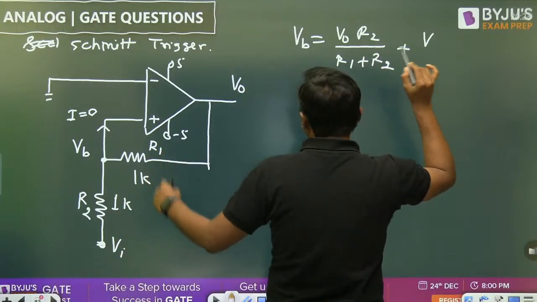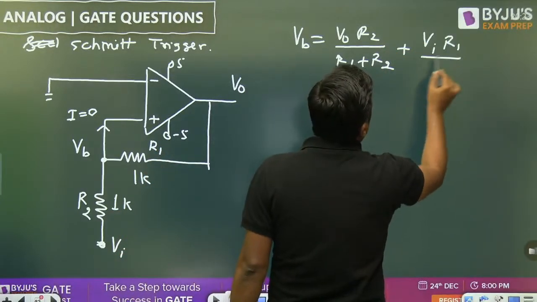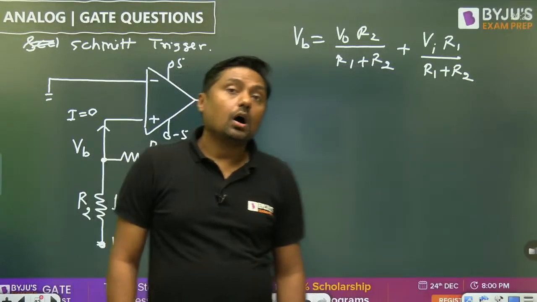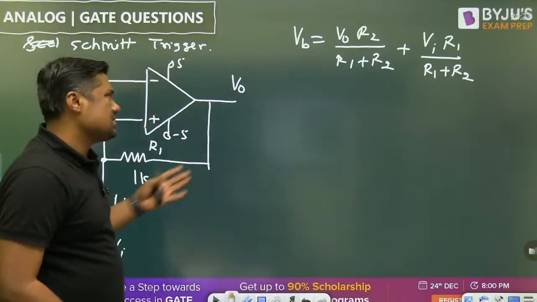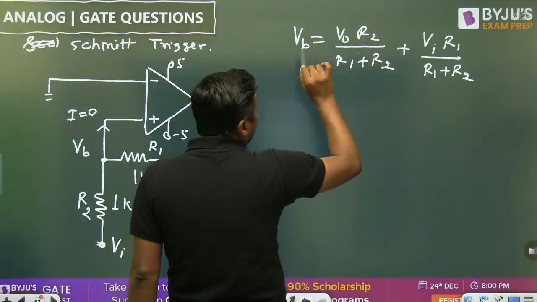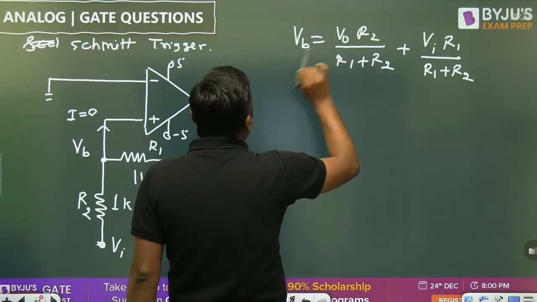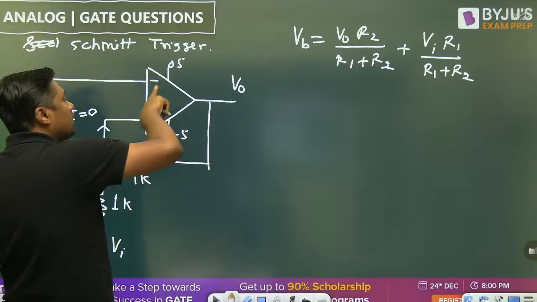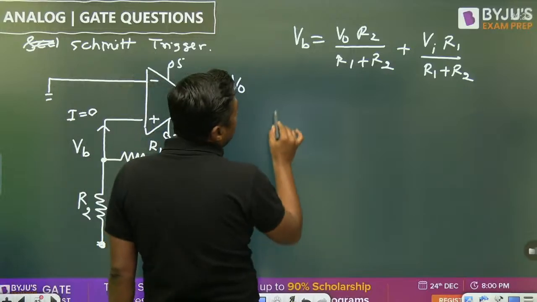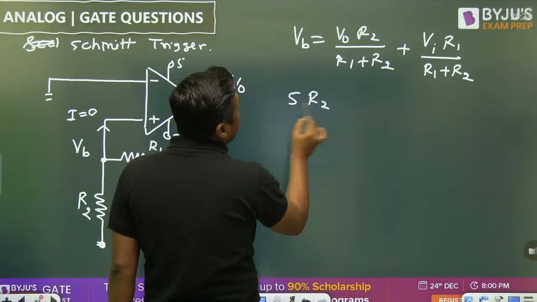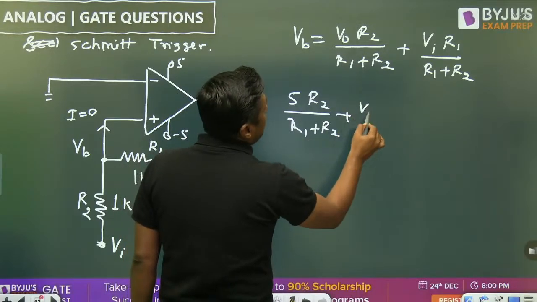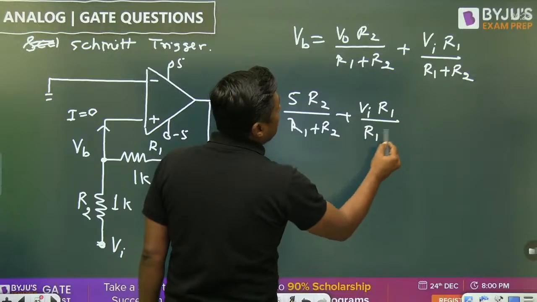Plus Vi into R1 divided by R1 plus R2. Okay, you will get this value. How are we going to get the threshold voltage? Simply remember this formula. Then we have two values of V0 because there is a positive feedback. There will be saturation only, plus 5 or minus 5. For plus 5, it will become R2 upon R1 plus R2, plus Vi into R1 upon R1 plus R2.